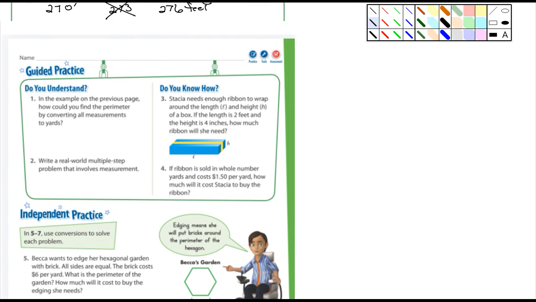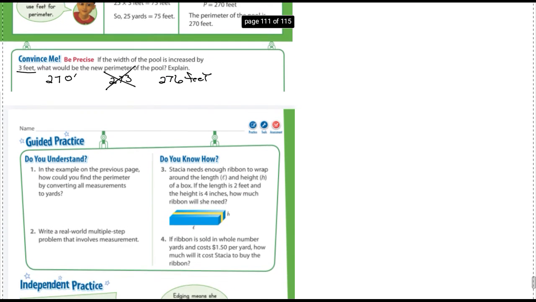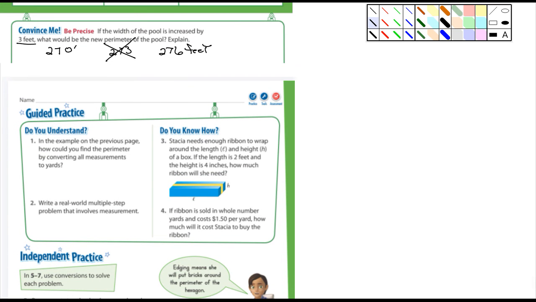Let's look at the guided practice here. In the example on the previous page, how could you find the perimeter by converting all the measurements to yards? Well, let's go back to the previous page here. So one side is done, 25 yards each. So the other one is 60 feet. So back to the question here, we would have to convert 60 feet to yards. So how would you do that? It's going to be 60 divided by 3 equals something yards. I'll just put YD for yards. All right, let you figure that one out.